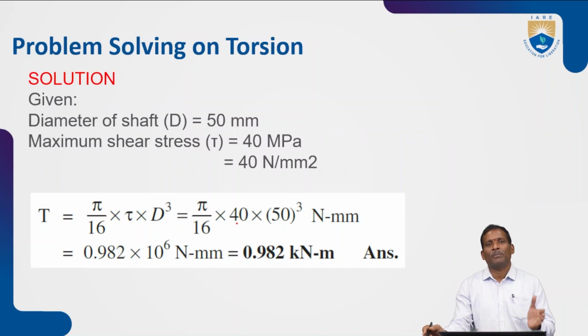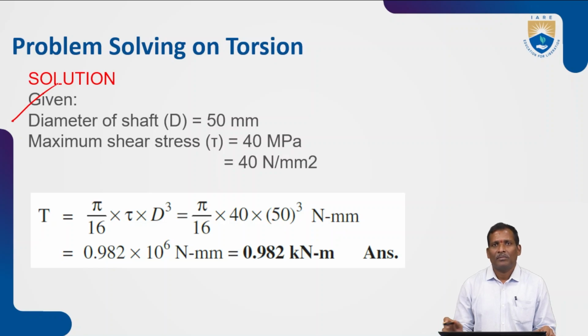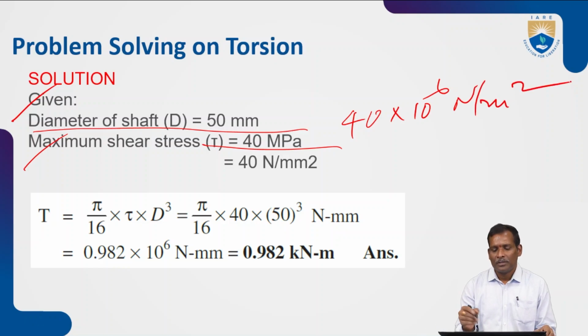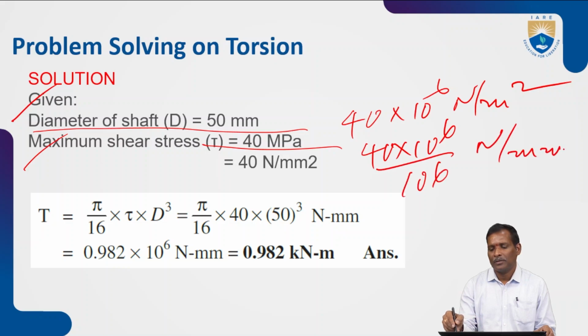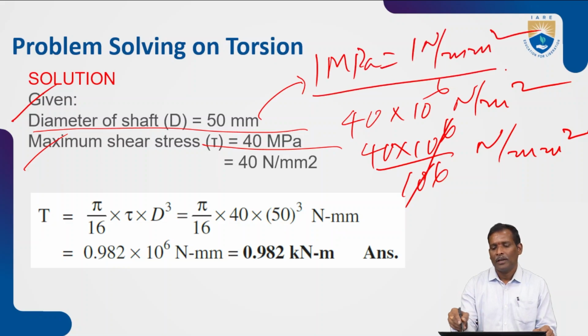So now, for any problem, first you should write the given data. The given data: the diameter of the shaft, 50 mm. The maximum shear stress, 40 megapascal. Convert into Newton per mm square. Already I told you, 10 to the power of 6 Newton per meter square, so again convert into mm. So we will get 40 Newton per mm square. So you can say 1 megapascal is equal to 1 Newton per mm square.